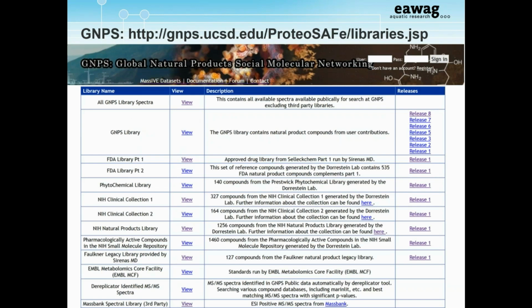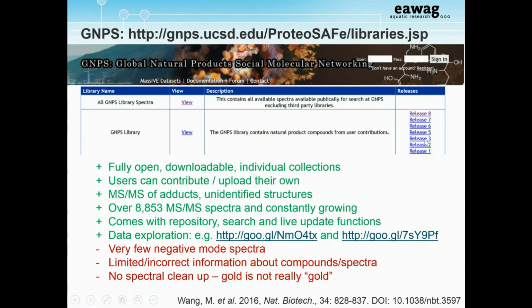GNPS is one of the newer libraries out there. This is the Global Natural Product Social Molecular Networking. What you can see here from this very busy screenshot is that they actually have a large number of individual collections, and you can actually download these individually, depending on which ones you'd like. What they also have is what's called a user library that you can also download, with all of their spectra, and these are user contributions. So GNPS is a fully open, downloadable and individual collection, so you can choose basically which you want to download. The advantage of GNPS is that you can actually contribute and upload your own data.